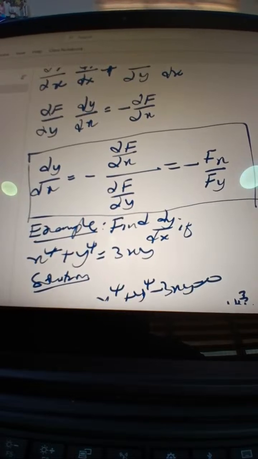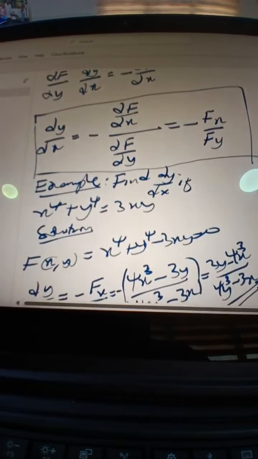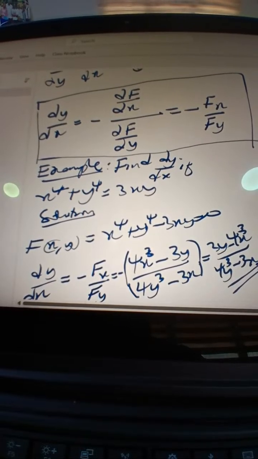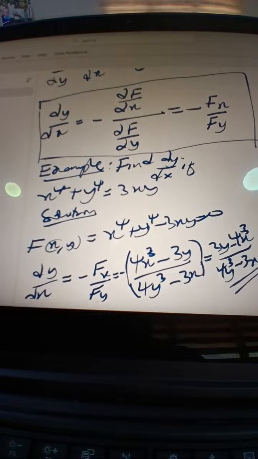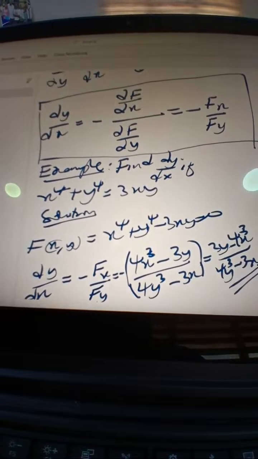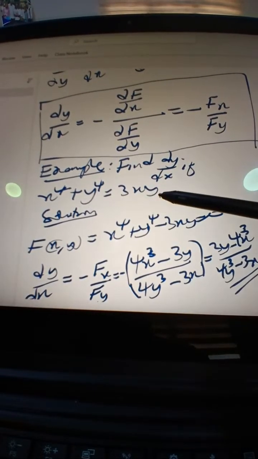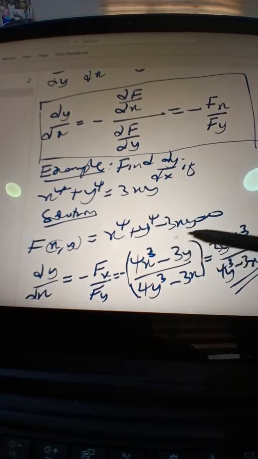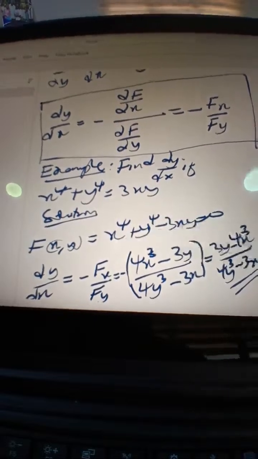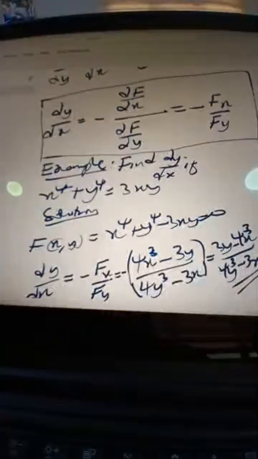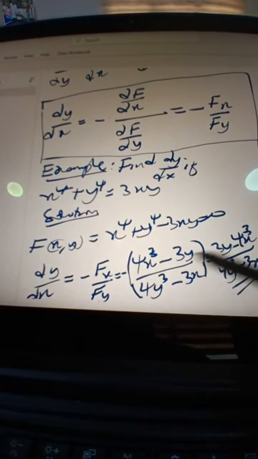Now let's look at an example. Find dy dx if x raised to the power 4 plus y raised to the power 4 equals 3xy. Right away we write down our f of x, rearranging this such that the whole of this will be equal to 0. That gives us x raised to the power 4 plus y raised to the power 4 minus 3xy equals 0. Now we want to carry out our partial differentiation.